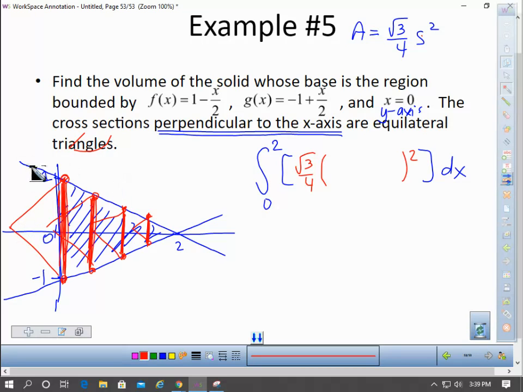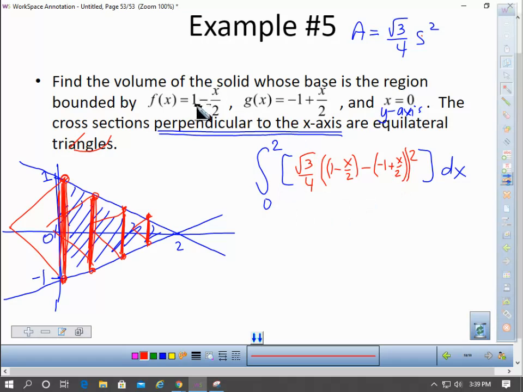All right, so the top curve is this line with the negative slope, which is this one. So that's going to be 1 minus x over 2. So it's going to be that curve minus the bottom curve down here, which is negative 1 plus x over 2. If you can read that, because that's kind of close together. Let me try a little better. I want to make it bigger. There we go. So this will be negative 1 plus x over 2.